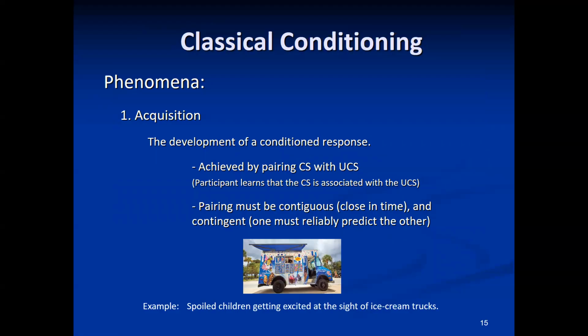Research has identified numerous phenomena linked to classical conditioning. Acquisition refers to the development of a conditioned response. In most classical conditioning studies, several pairings of the conditioned stimulus and unconditioned stimulus are necessary before the conditioned response becomes fully developed. In order for subjects to learn an association between the conditioned stimulus and the unconditioned stimulus, the two must be presented close together in time, and one must reliably predict the other.